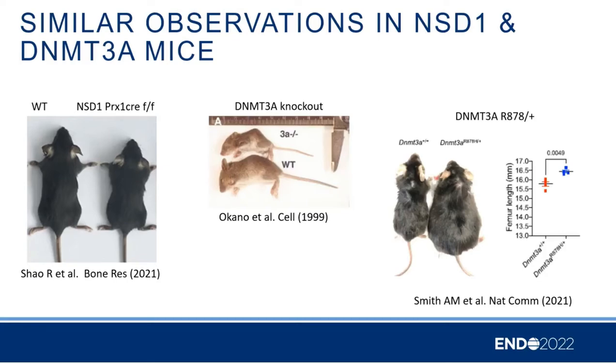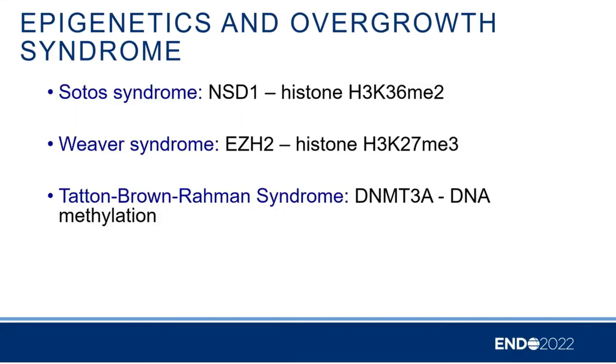Now, whether that's true in the other two overgrowth syndromes is unknown, especially because, for example, in Sotos, there are more loss of function mutations found that cause Sotos. So we don't know if that's true in the human. But in mouse, there are some similarities. The NSD1 and the DNMT3A knockout mice are both small, and the only mouse model that gives overgrowth is a heterozygous point mutation of DNMT3A, which is kind of similar to our Weaver syndrome. So we'll see if this titration is true in the other diseases too.